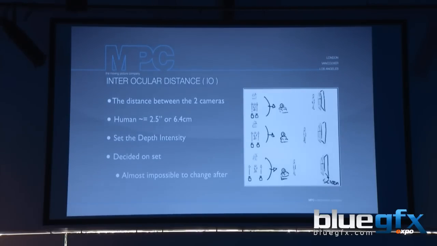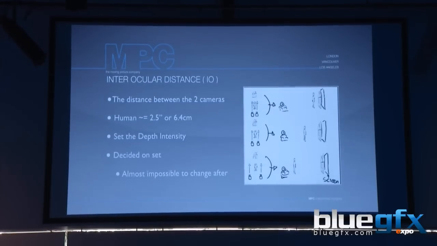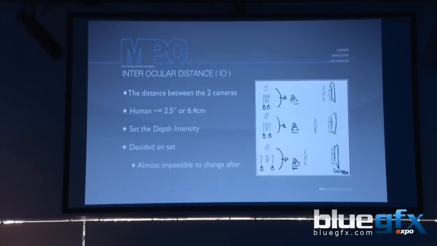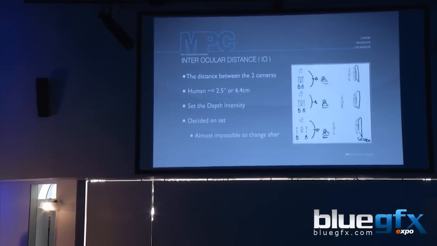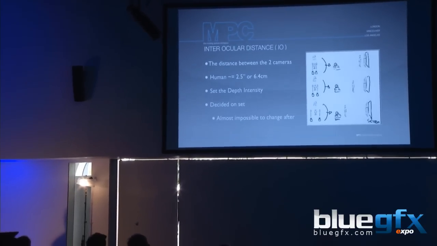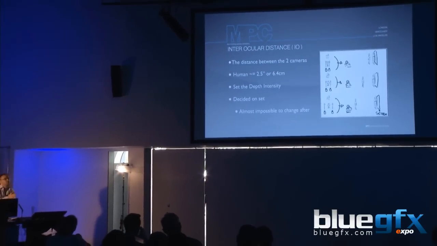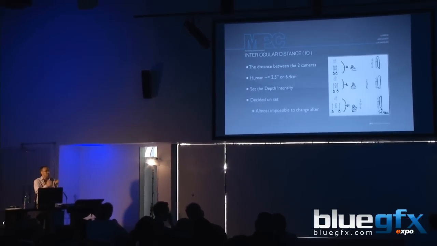For reference, the human eyes are about 6.5 centimeters, 6.4, or 2.5 inches, depending which metric you like. Setting these, as we discussed, sets the depth intensity. If you imagine that 6.5 is the human eyes, a mono camera is two cameras on top of each other in a way, that's zero 3D.